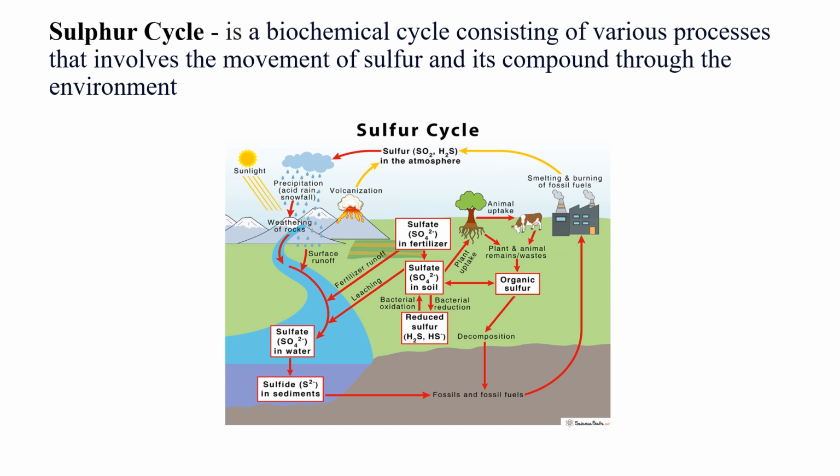Then in another way, plants can take up this sulfur, and when animals come to feed upon them, the sulfur will go inside the animals. And when animals or plants die, their remains or waste go back into the soil. There you have organic sulfur. After decomposition, you have this sulfur being changed into something we refer to as fossils or fossil fuels.